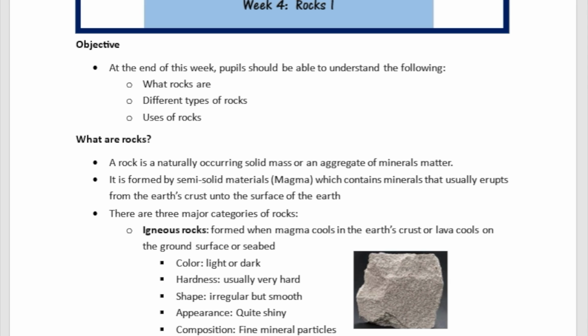Well, there are different types of rocks, and we're going to be talking about that. So by the end of this lesson, you should be able to know what rocks are, the different types of rocks that occur in nature, and uses of rocks potentially.